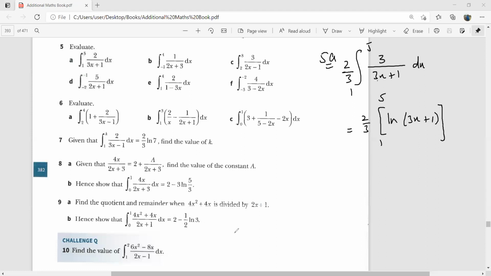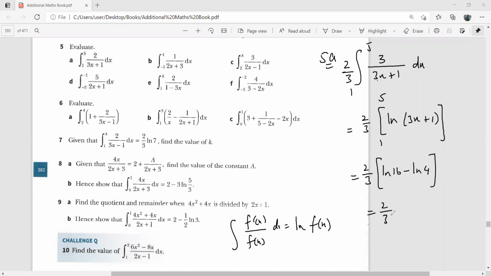Because I'm applying the rule here that if you have f of x in the denominator, you should have f dash of x up here. And then this would become ln f of x. I hope you understand this. This is 2 over 3 ln 16 minus ln 4. Applying the logarithmic rules, you can write it as ln 16 over 4. Finally, your answer is 2 over 3 ln 4. I have applied the quotient rule here.